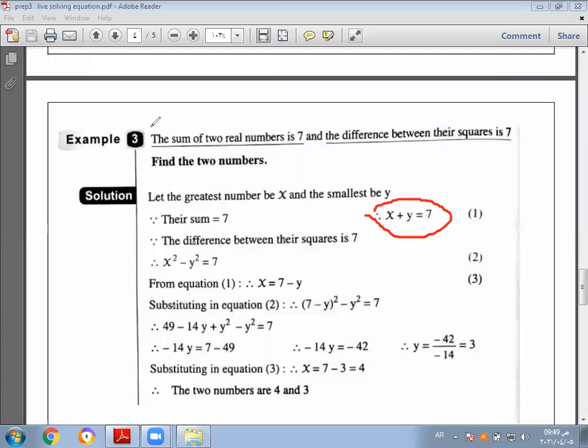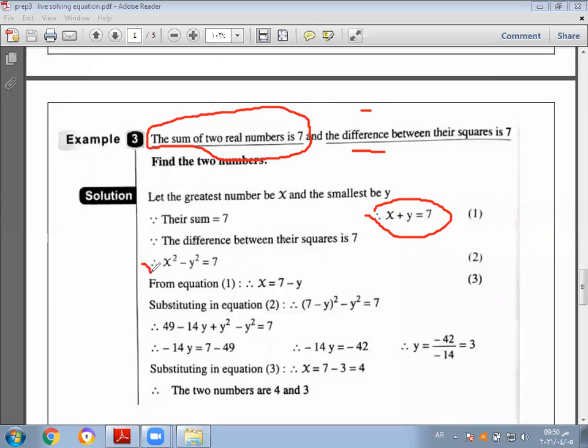How can we get it from the first statement? The first statement, the sum of two real numbers is 7. And the difference between their squares. Difference means minus. Minus between what? Between their squares. We say the greatest number is x, so x power 2 minus second number power 2, x power 2 minus y power 2 equals 7.